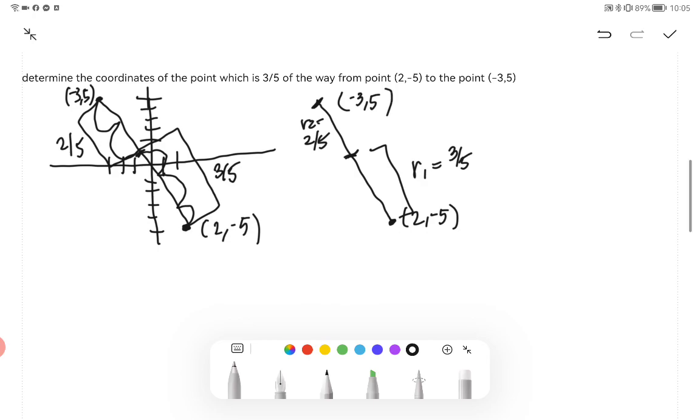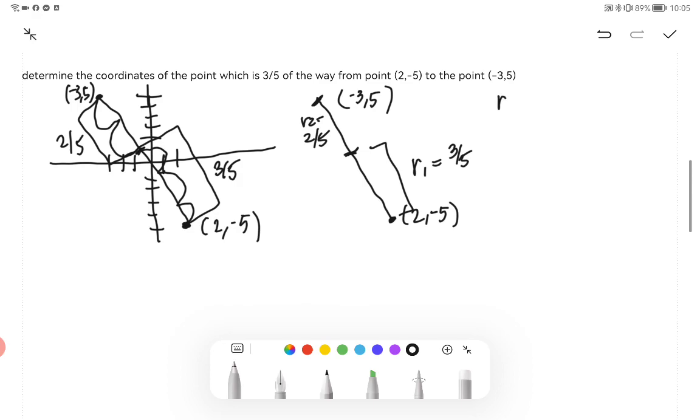So let's write in our given. We have our ratio number 1, which is 3/5, our ratio number 2, which is 2/5. Also, we have point number 1, which is (2, -5). Also, we have the second one, which is (-3, 5). This will be our x sub 1, y sub 1. This will be our x sub 2 and y sub 2.